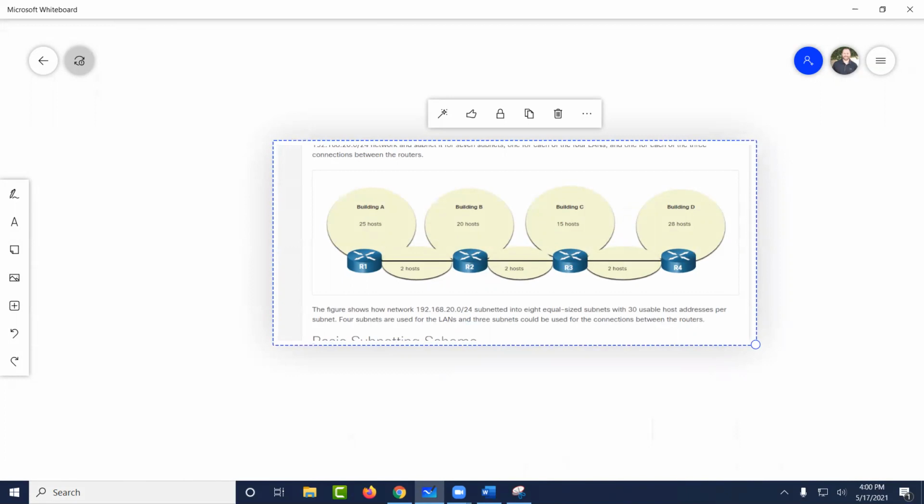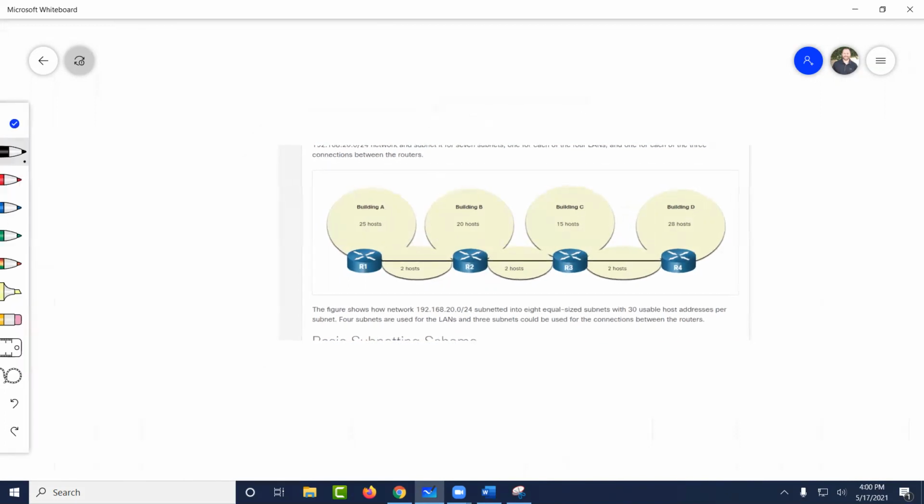What I would do, quite honestly, is I would say, all right, well, I know what's going to happen. So more than likely, I would make this 10.0.1.0/24 for this building, 10.0.2.0/24 for this building, 10.0.3.0/24 for that building, 10.0.4.0/24 for that building. That gives me 254 possible hosts in each one of those.